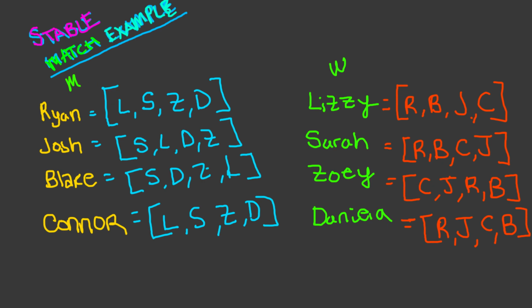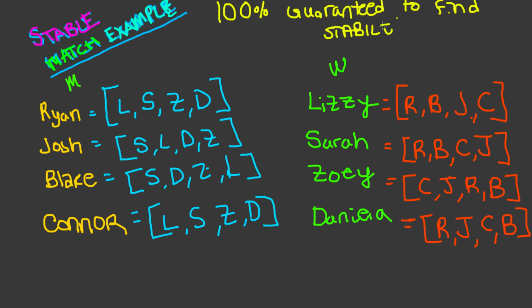So the way that this works, the algorithm, one thing you need to know is that the algorithm is 100% guaranteed to find stability. So you want to know that. This is a good algorithm. It will 100% of the time find stability. And there's a proof on this. It's not that difficult. I'm not going to go through it in this video, but that's one thing to keep in mind.